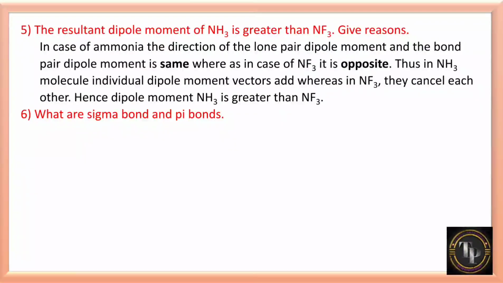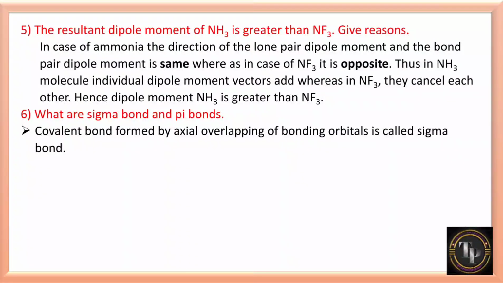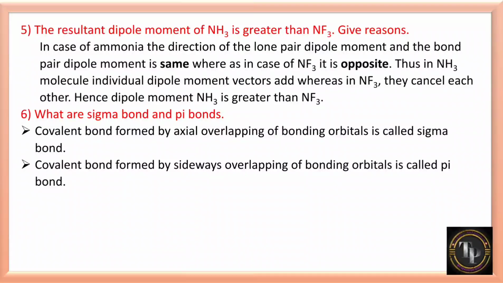What are sigma bond and pi bond? Axial overlapping leads to sigma bond, sidewise overlapping leads to pi bond. Covalent bond formed by axial overlapping of bonding orbitals is called sigma bond. Covalent bond formed by sidewise overlapping of bonding orbitals is called pi bond.